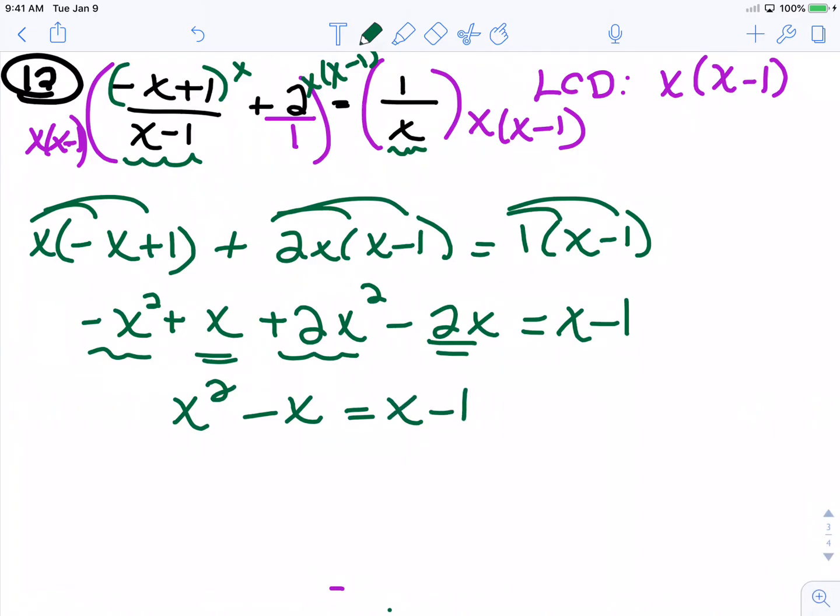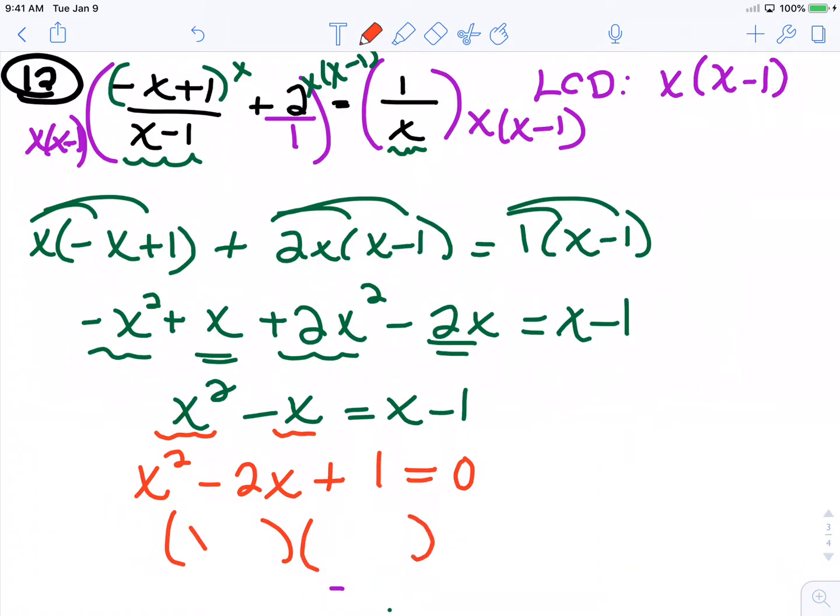So after you combine like terms, our next step will be to set this equal to 0 because I see we have an x squared term and an x. And when we set it equal to 0, we get x squared minus 2x plus 1. So this is definitely factorable. It would factor as x minus 1 and x minus 1. They're the same quantity, so that's a perfect square. And if you solve, you get x equals positive 1. So it's just one solution there.